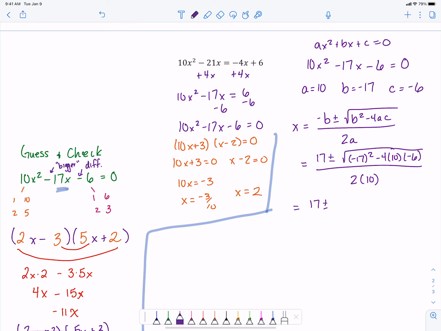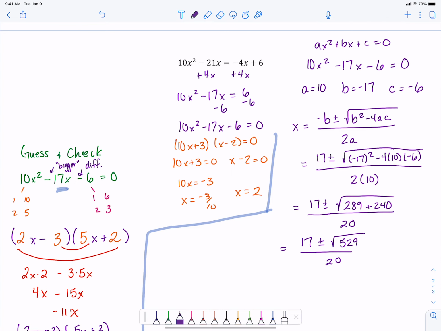All right, so I hadn't done all of this in advance, so I apologize for grabbing my calculator here to do some of this work. So squaring 17, we should always get a positive number for b squared, so make sure you get parentheses around that. You should get 289. And then I like to do negative 4 times 10 times negative 6. That gave me positive 240, right, over 20. Okay, so we've got 17 plus or minus the square root, so our 289 plus 240 is 529.